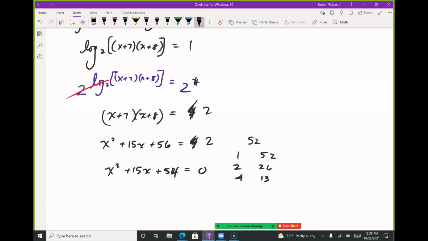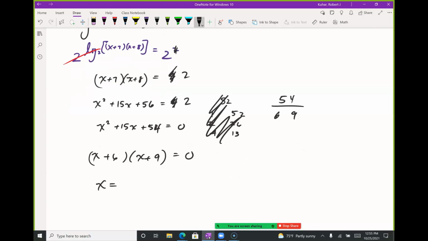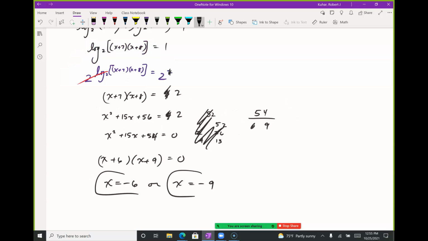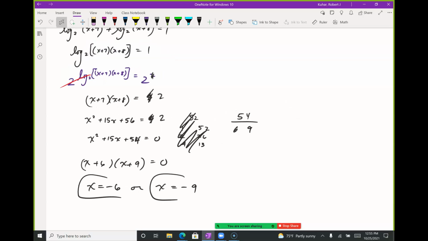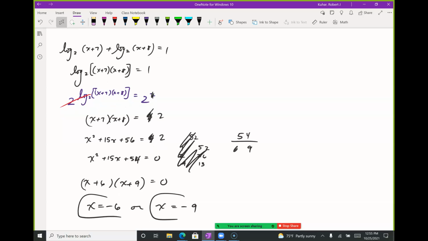So this is a 2. And this is a 54. And it's 6 and 9, right? 6 times 9 is 54. 6 plus 9 is 15. So I get (x plus 6) times (x plus 9) equals 0. So x equals negative 6 or x equals negative 9. Now these are my answers, but I don't know if they work yet. I have to make sure I check them in my original problem. And you can see one of them is going to not work out.